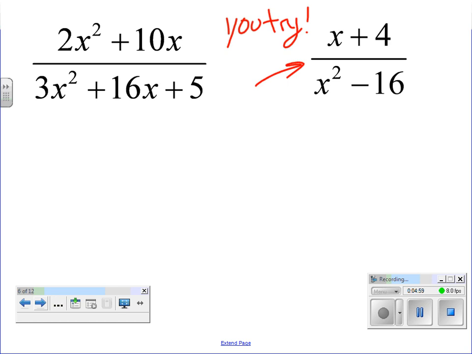Again, this one, I believe, might be the exact same problems. Let's take a look here. And it is. So don't worry about doing this one. Okay? But let's go ahead and try this one here. I want you guys to try that one with reducing.